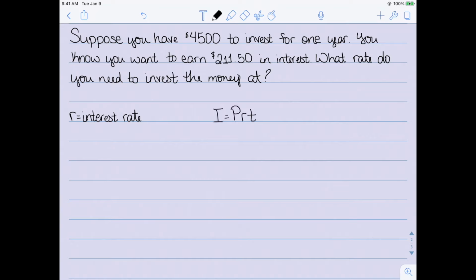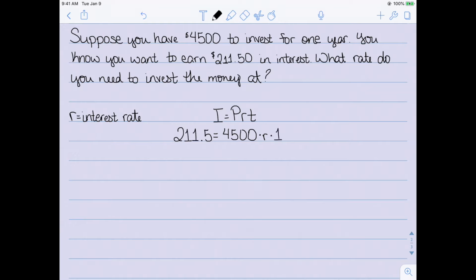I equal to PRT. And so now it's just a matter of filling in the blanks. I is interest, and the problem tells us we want to earn $211.50 in interest. P is then the principal, or the amount we're investing, which is $4,500. R is the interest rate. This is the thing we don't know, so it's going to stay as R. Finally, T is the number of years, and this says we're going to invest for 1 year, so T is 1.